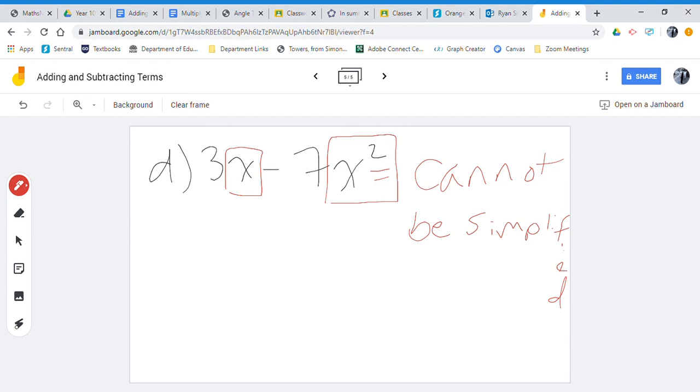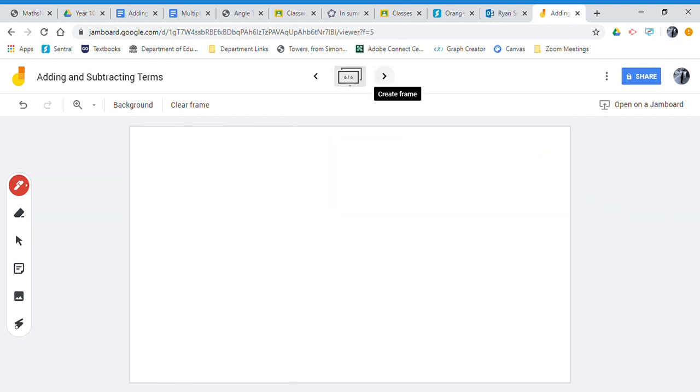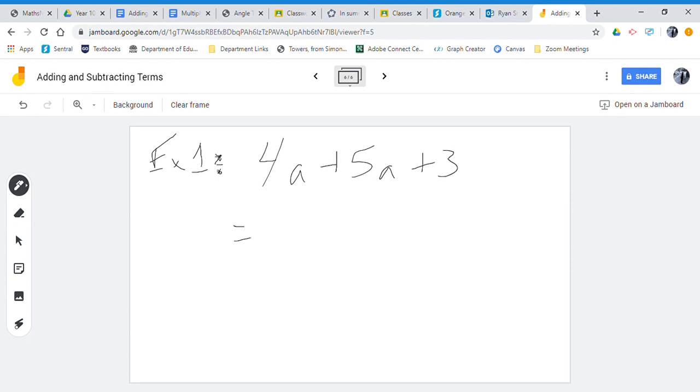All right, so let's look at something a little bit harder now. This is going to be more similar to the practice you're going to be doing. So example 1: 4a plus 5a plus 3. What these questions typically will ask you to do is simplify.